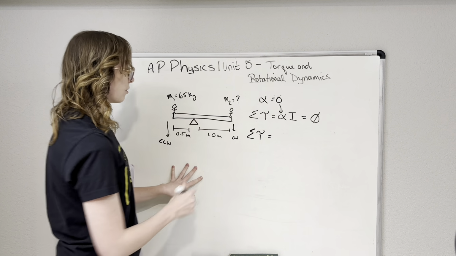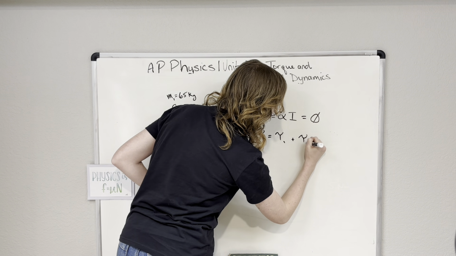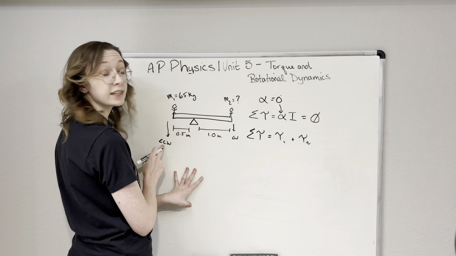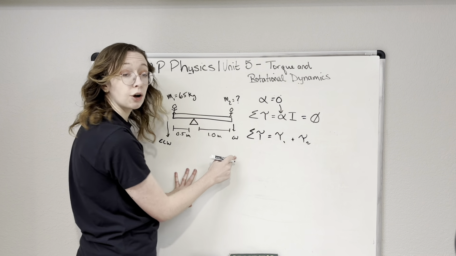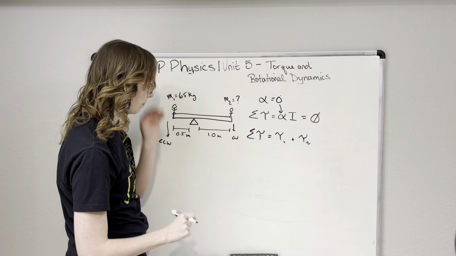So my net torque is going to be the torque of child 1 plus the torque of child 2. And I know that the torque of child 1 is going counterclockwise, so that's going to be positive. And I know the torque of child 2 is going clockwise, which is going to be negative. So remember those signs whenever you're talking about rotation.